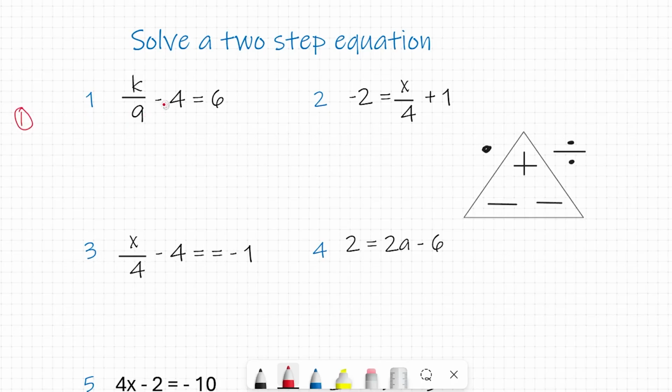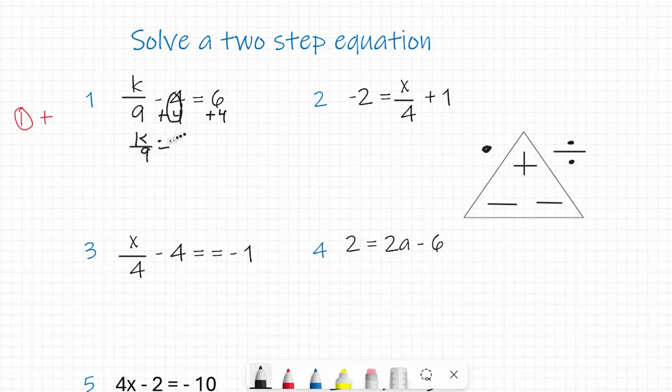So step number one, you have to get rid of this -4. To get rid of it, we're gonna be adding 4. So that would be step one. So I'm gonna be adding 4. Whatever you do to one side of the equal sign, you do it to the other side. So I'm gonna be adding 4. Now adding positive and -4, this is gonna cancel. It's gonna be 0. And that's how you're gonna end up with k divided by 9.